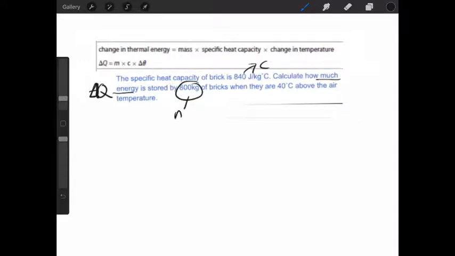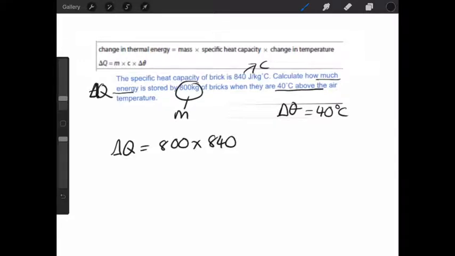Here we have our mass in kilograms, so that's all good, 800, and then we know that these bricks are 40 degrees above the air temperature, so the change in temperature is already given to us, and that is 40 degrees. Therefore, if I substitute into the equation, I have 800. I multiply that by the 840. I multiply that by the 40. And yes, I'm using a calculator. 2, 3, 4. I think I've got that correct. On my calculator I get my answer. All I have to do now is think, what do I measure energy in? And pop the joules on the end.